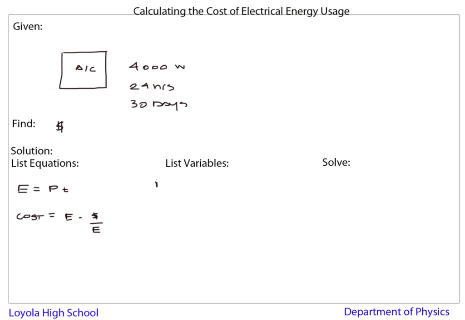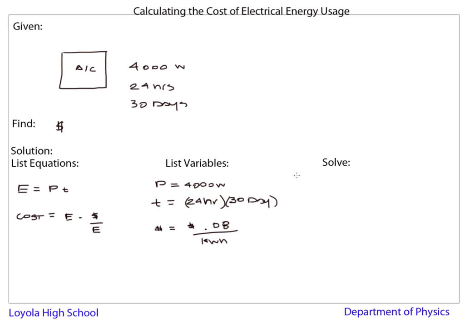So the variables I have here are power, which is 4,000 watts, the time, which is going to be 24 hours. We're going to use hours as our time here, and we're going to have that on for 30 days, so 1 month. So we'll get a total number of hours for that. And the dollar amount for the electricity, just a typical value, I'll say it's 8 cents per kilowatt hour. And we'll take a look at this unit in a second.